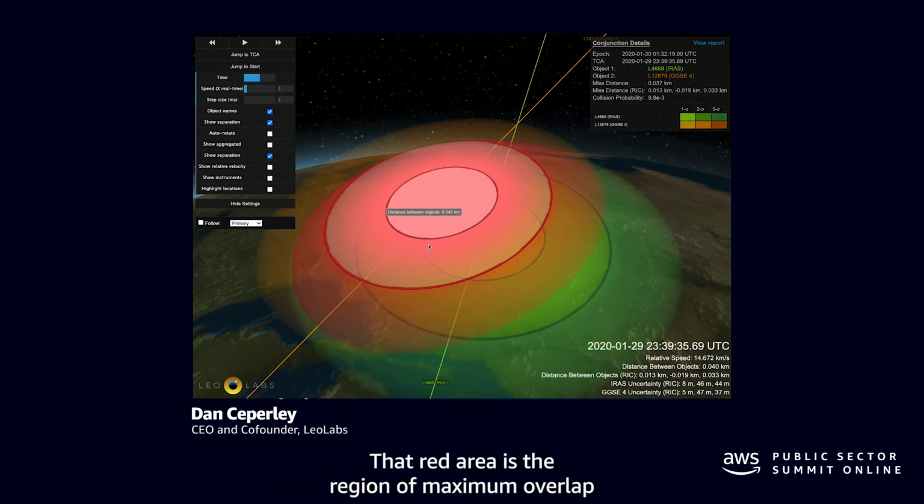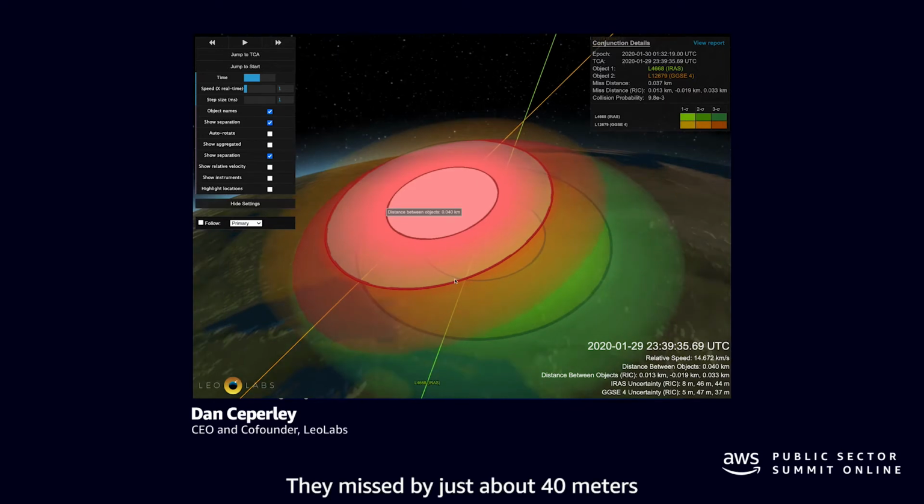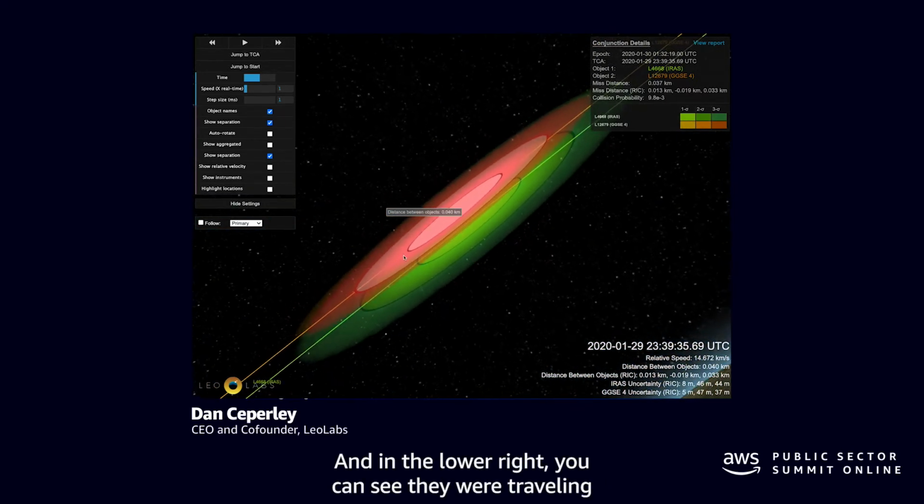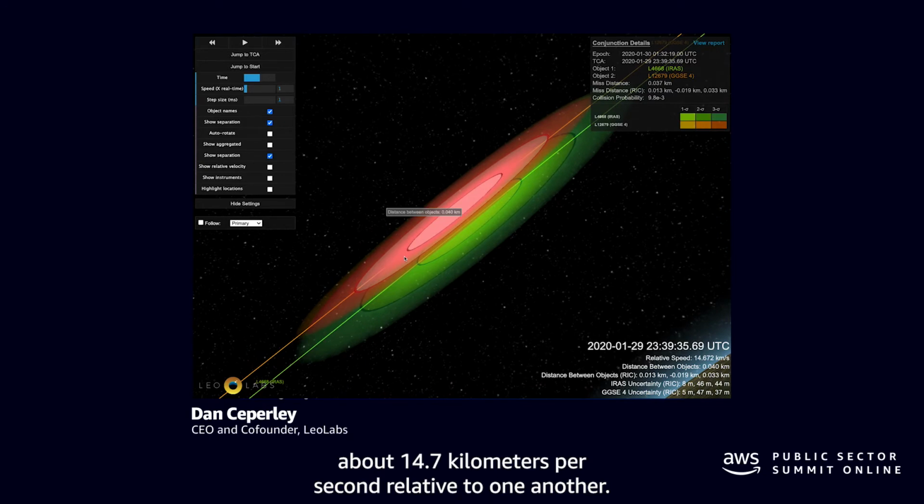That red area is the region of maximum overlap or the most likely location of a collision. And you can see in this particular case, the two objects came very close. In the upper right corner is the miss distance. They missed by just about 40 meters, or closer than a football field. And in the lower right, you can see they were traveling about 14.7 kilometers per second relative to one another.